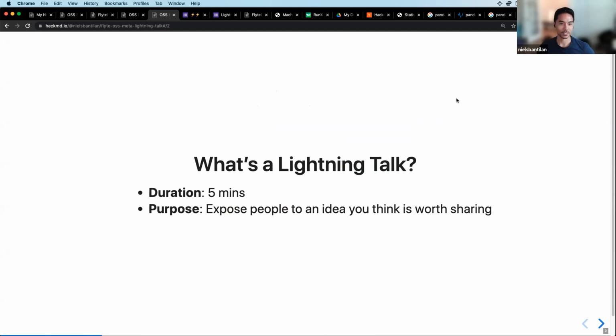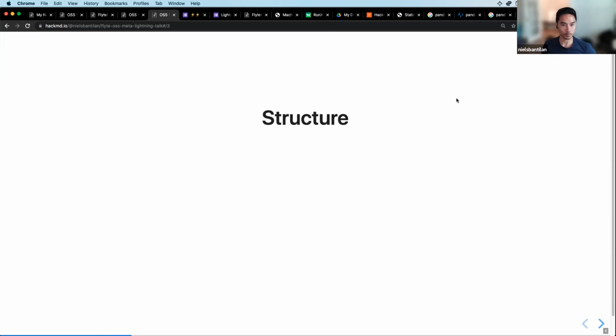So what's a lightning talk? It's usually a 3 to 5 minute talk, and the purpose of it is to expose people to an idea you think is worth sharing. It's a very high level directive, but I found it actually very useful, and even for longer form presentations, I use the things that I've learned giving these things and apply them and tweak them, because obviously longer form presentations allow you to go into more detail.